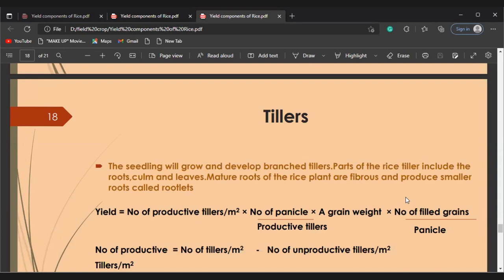The productive tillers can be obtained another way: the total number of tillers in the land minus the number of unproductive tillers. So while doing the calculation, you have to be clear about these terms, whether productive or unproductive. And whether the panicle count given is for filled ones or chaffy ones, that is something you have to consider. Yes.